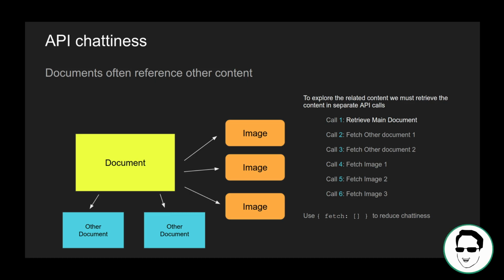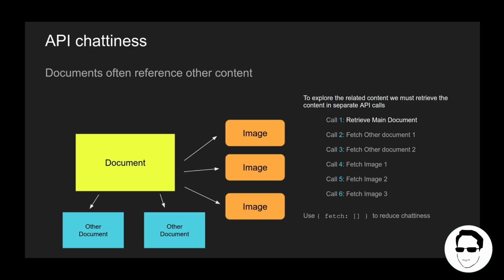To interact with the referenced content, we have to retrieve them with separate API calls. So after we retrieve the main document in the first call, then in the next 5 calls, we have to get document 1, document 2, image 1, 2, and 3. And these are all separate server calls. So you can imagine that this increases the execution runtime of your backend APIs because of this chattiness that we're talking about.